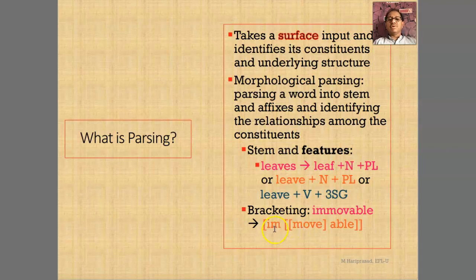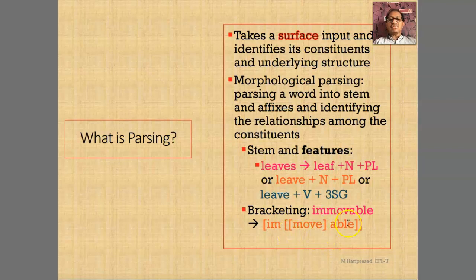That is, im doesn't attach to move first and then able, because there is no word like immove. There is a word movable, and from the word movable, im is derived. So the derivation process is also given in parsing, and we represent it in terms of bracketing. The word move is the stem, we have put it in one bracket, and then we have attached able. So move and able are together in another set of brackets. Then im attaches to movable, and that becomes one word.